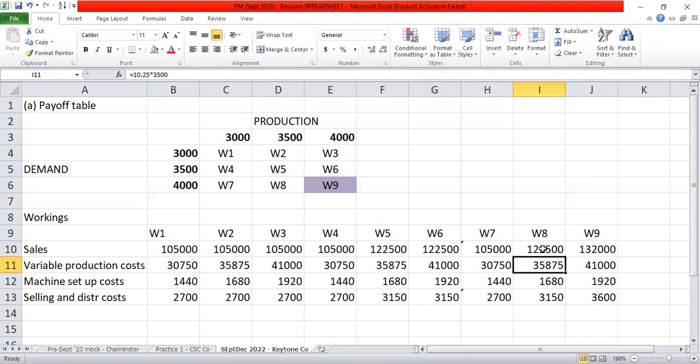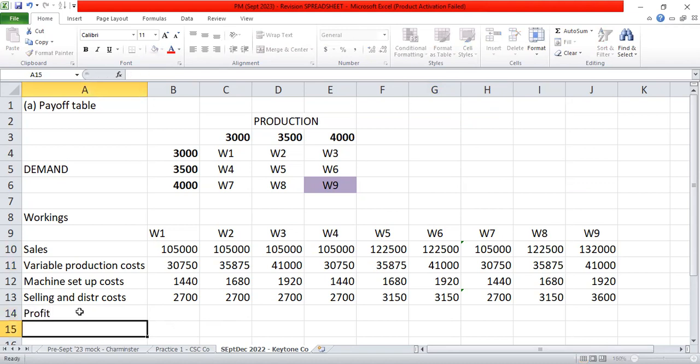All right. So we've put together the sales and cost figures as mentioned in the scenario. Profit is sales minus costs.